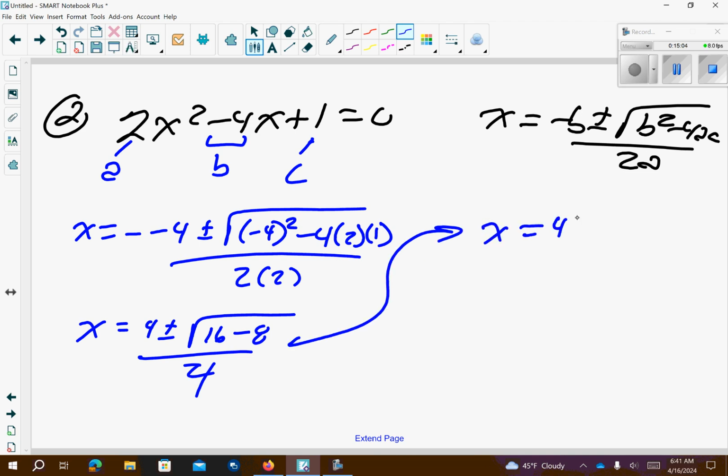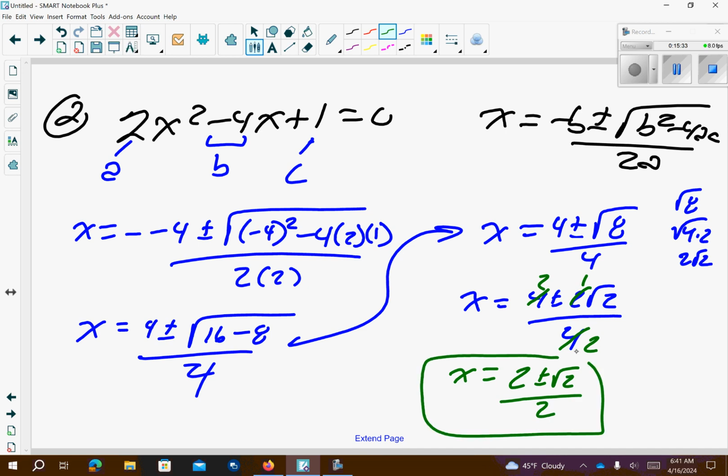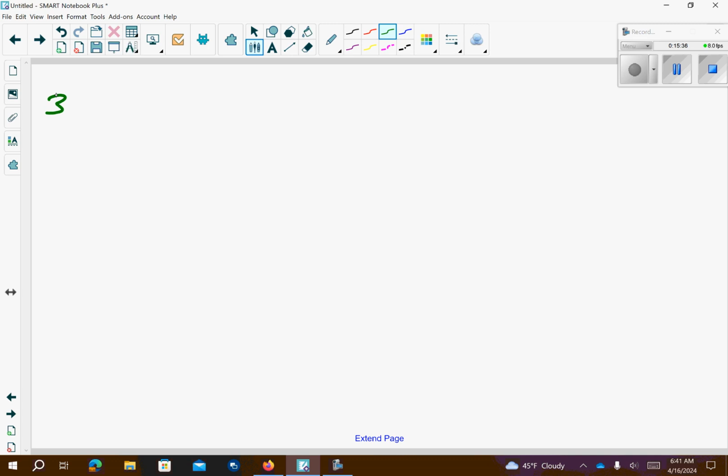X equals 4 plus or minus square root 8 over 4. Square root 8 breaks down to 4 times 2, because that's going to come out to 2 root 2. You're going to replace square root 8 with 2 root 2. And then go ahead and reduce. 2 goes in there twice, goes in there once, goes in there twice. So my answer is 2 plus or minus root 2 over 2. You can't reduce anything else. That's done. Number 3, 2x squared plus 3x minus 20 equals 0.